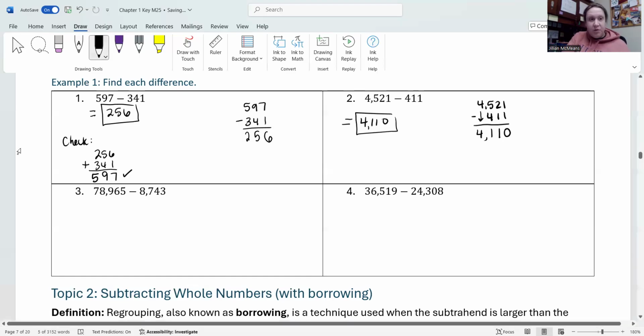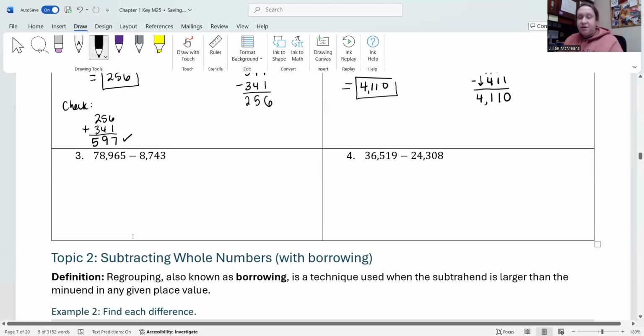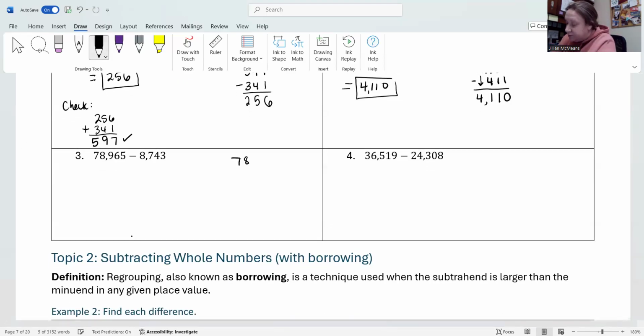Third example here, we have 78,965. From that, we want to subtract 8,743. So again, we right-hand align and then we just subtract column by column. So 5 minus 3 is 2.